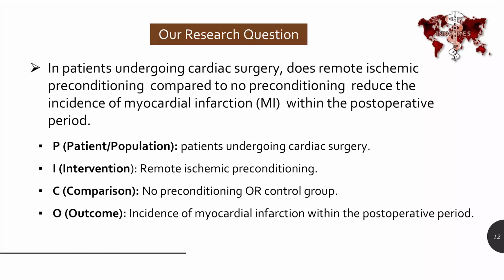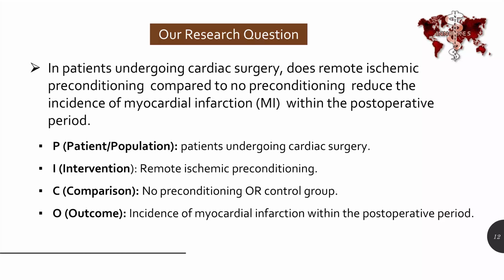That is the PICO format. The P stands for patient population. Here, our target population is the patients undergoing cardiac surgery. What will be our intervention? Intervention, what we studied, was the exposure or determinant. So, that is remote ischemic preconditioning. And who are we comparing with this intervention? No preconditioning or a control group. So here the intervention and comparison both are part of the exposure or determinant group.